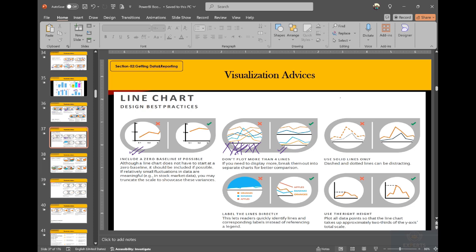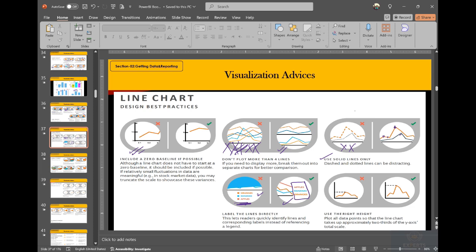Use solid lines only. Don't use something like this, there is no need for it. A solid line will be good for you, and you will put the data here and the comparison will be easy. When you label the lines, sometimes I use this and sometimes I use that. I cannot consider this a law or rule. Sometimes I keep the label beside the lines, or I make a legend and use it for indication of the line itself. It depends on the size of your chart.